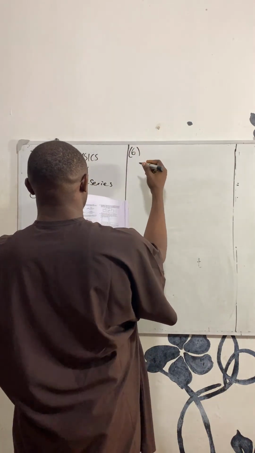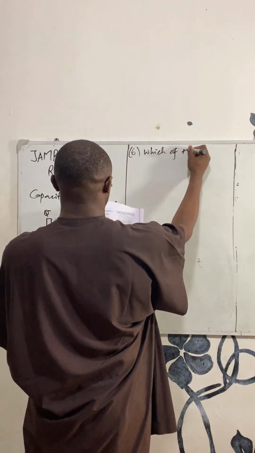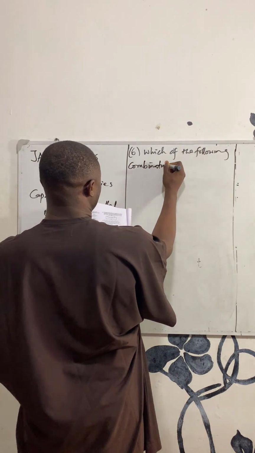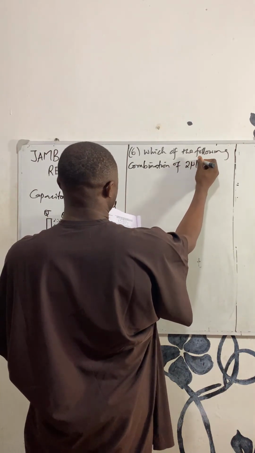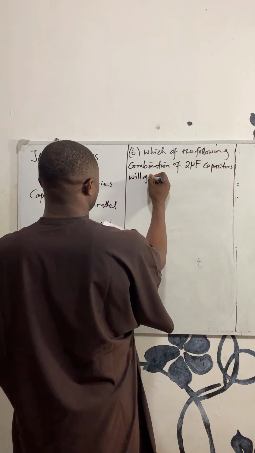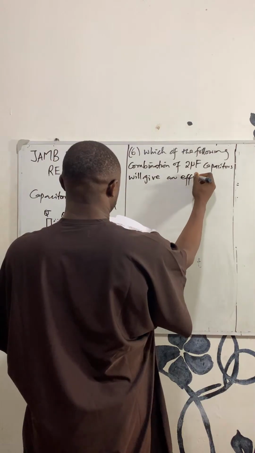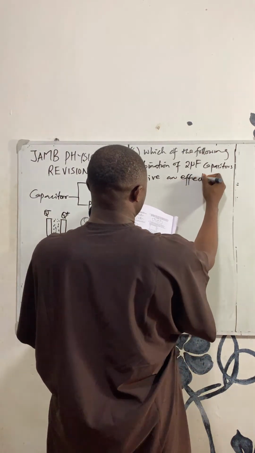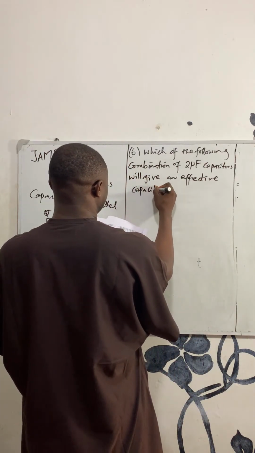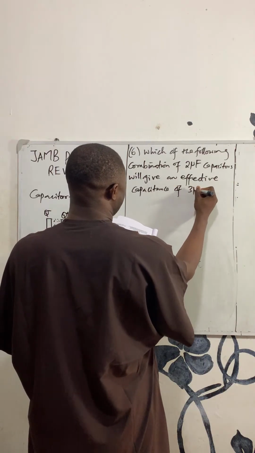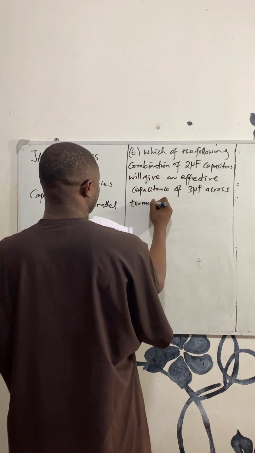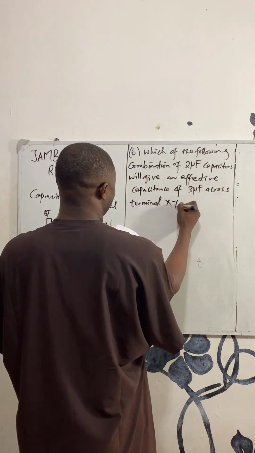Question number 6 is where we stop. This is JAM question 1988. They say, which of the following combinations of 2 microfarad capacitors will give an effective capacitance of 3 microfarad or more across terminals X, Y. Are you seeing?